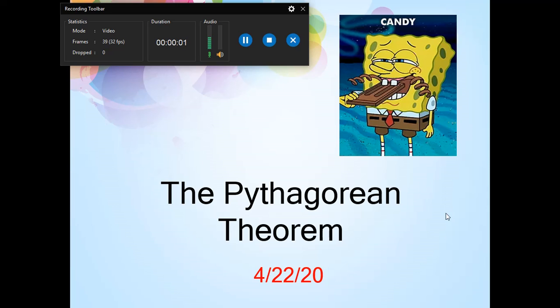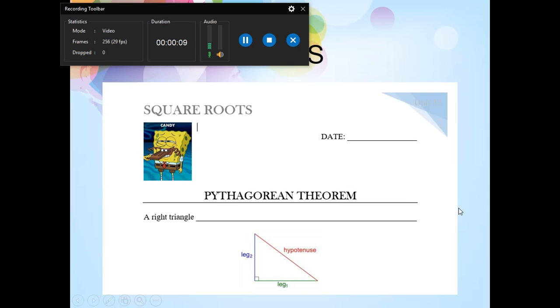Today's topic is reviewing the Pythagorean theorem. So you can use April 22nd as the date on your notes. And this is the note packet that you'll need for today's lesson.